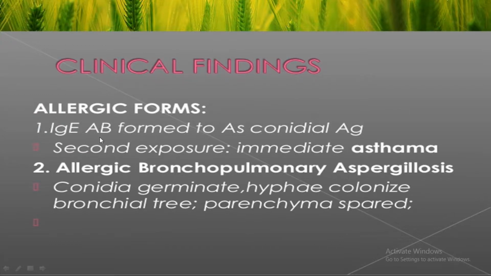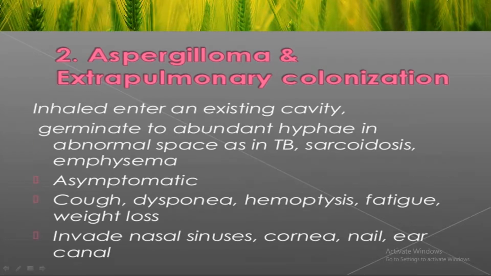That is, IgE antibody is formed as the conidial antigen is there. So immediately asthma can be there. So allergic bronchopulmonary aspergillosis, in which the conidia germinate, the hyphae colonize the bronchial tree and the parenchyma. Then aspergilloma, which is an extrapulmonary colonization. That is, they are inhaled on entering an existing cavity, like that formed by a tubercular cavity or something.